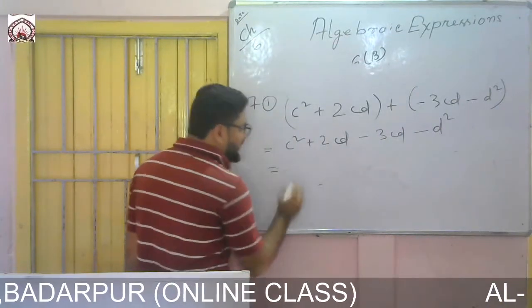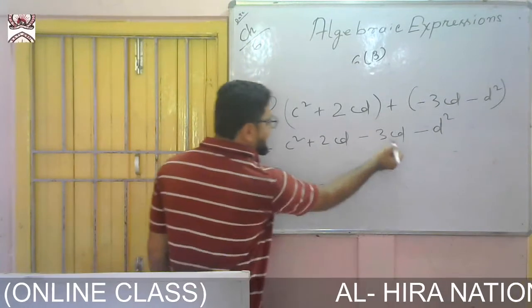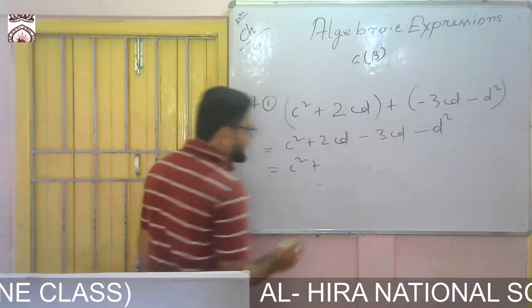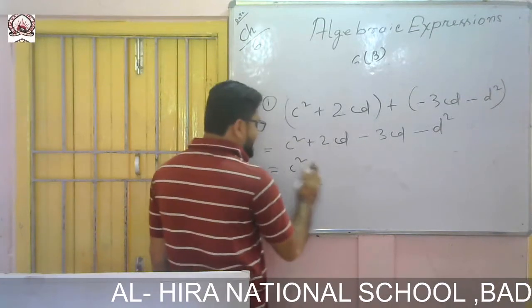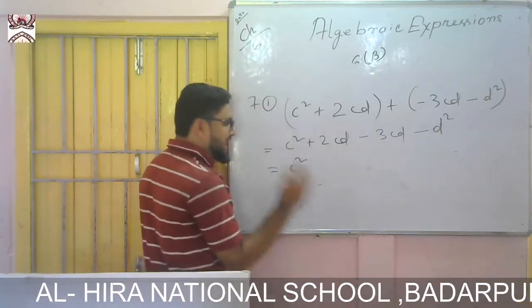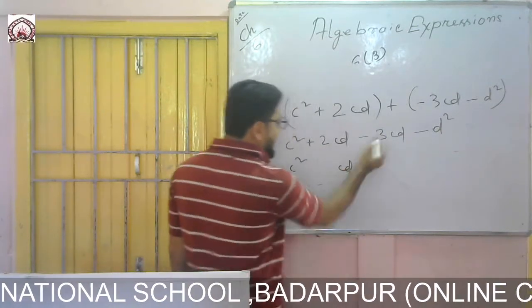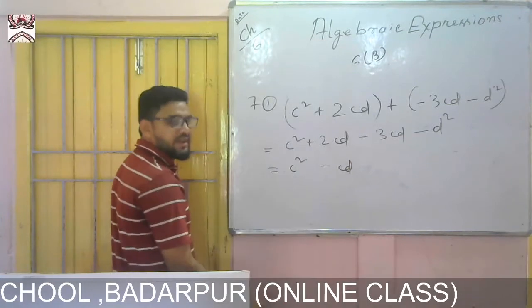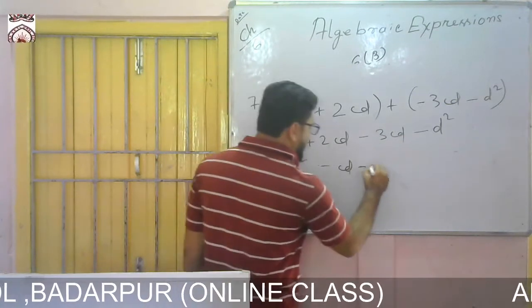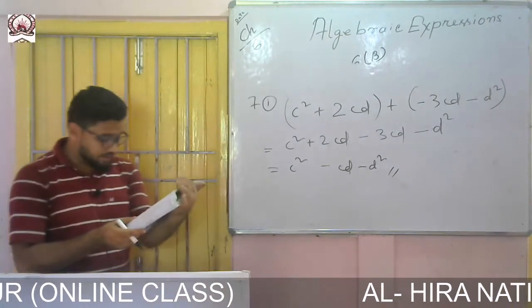Understood? Now you take the like terms. You see 2CD and 3CD, then C square will remain the same. 2CD minus 3CD, it will be only 1 CD. And 3 is bigger, so the minus symbol will be used. Then minus D square. So that is the answer: C square minus CD minus D square.